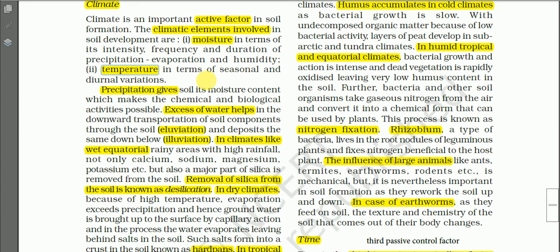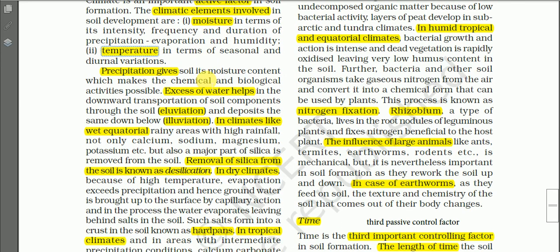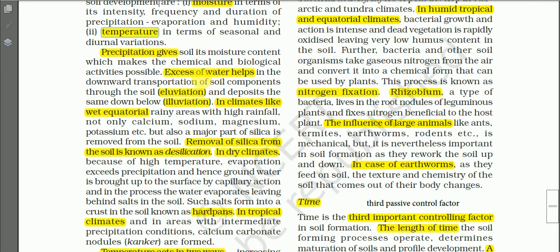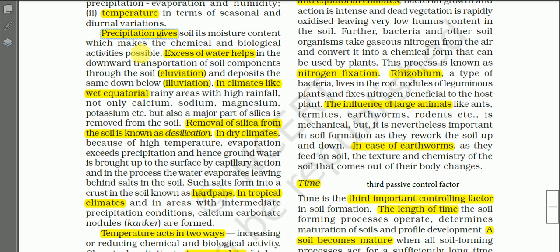And now let us see how climate affects the formation of soil. The first important climatic element is precipitation. Precipitation may be in the form of rainfall or snowfall, and so it gives soil moisture. With this moisture content, chemical and biological activities are possible.